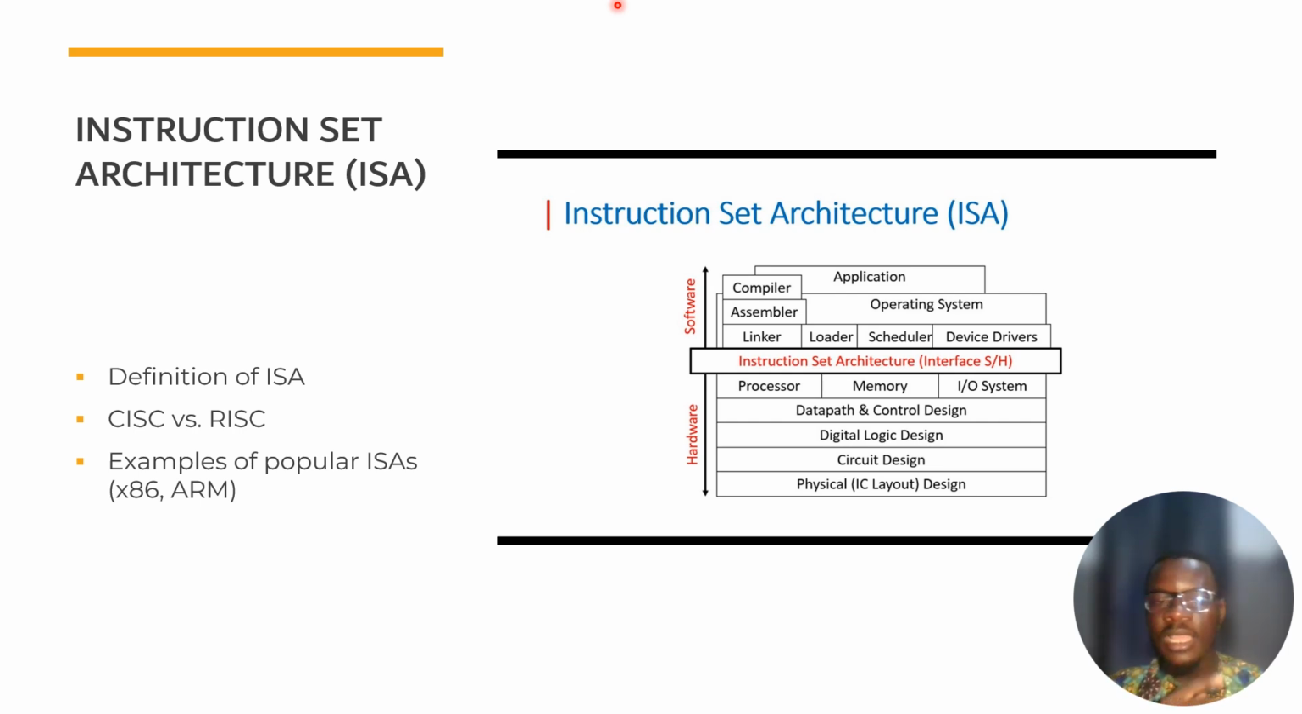But the popular ISAs include the x86, which is the one they call 32-bit, which is used in most desktops and laptops. Then we have the ARM, which is for mobile devices. We also have the x64. So the x86 is actually 32-bit instruction. Then we have ARM, which is for mobile devices.